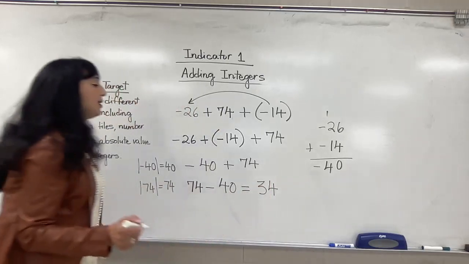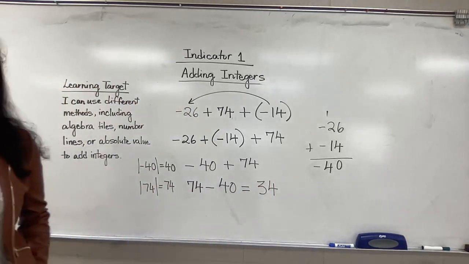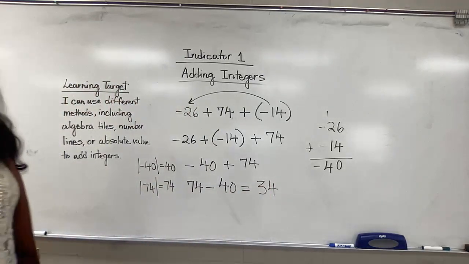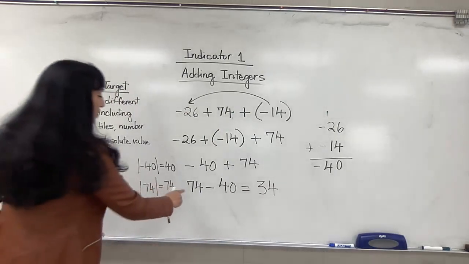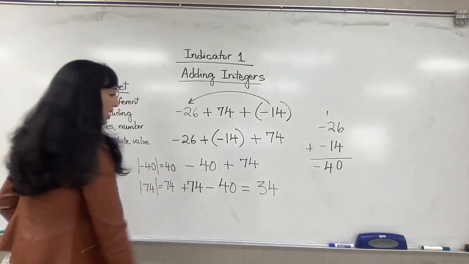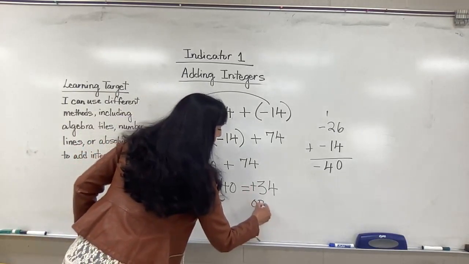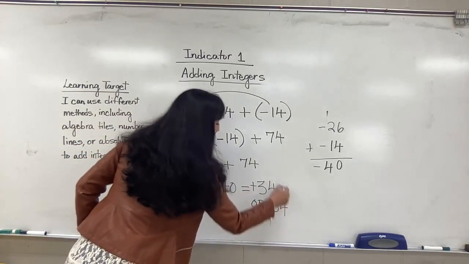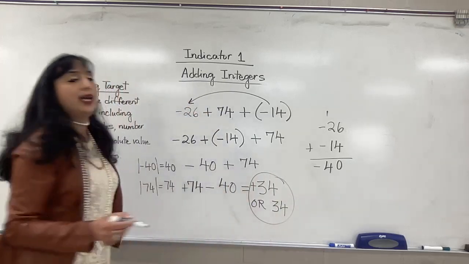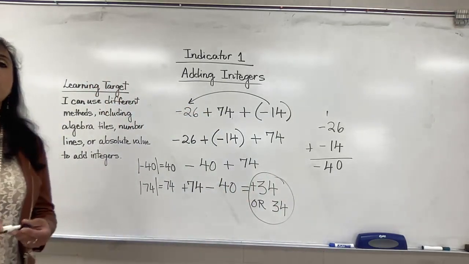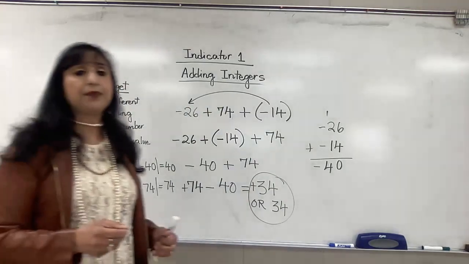And then I look at the sign in front of the bigger integer. It is positive because I have 74. That means this is a positive sign. So this is going to be written as either positive 34 or just 34, and this is going to be my answer. All right, so this is one way to do it.